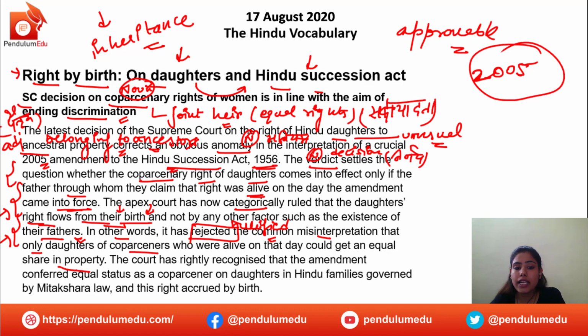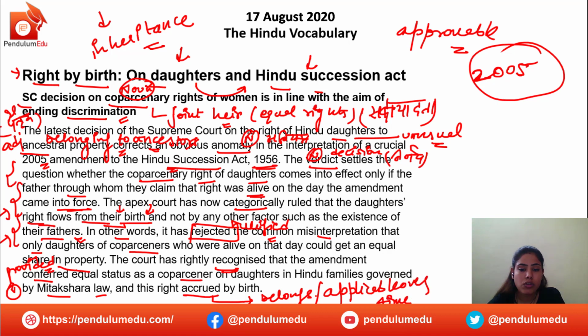The court has rightly recognized that the amendment conferred, that is provided or declared, this is a verb, equal status as a coparcener on daughters in Hindu families governed by Mitakshara law, and this right accrued by birth, like belongs or applicable over time. So since birth this right exists, so it cannot be denied.